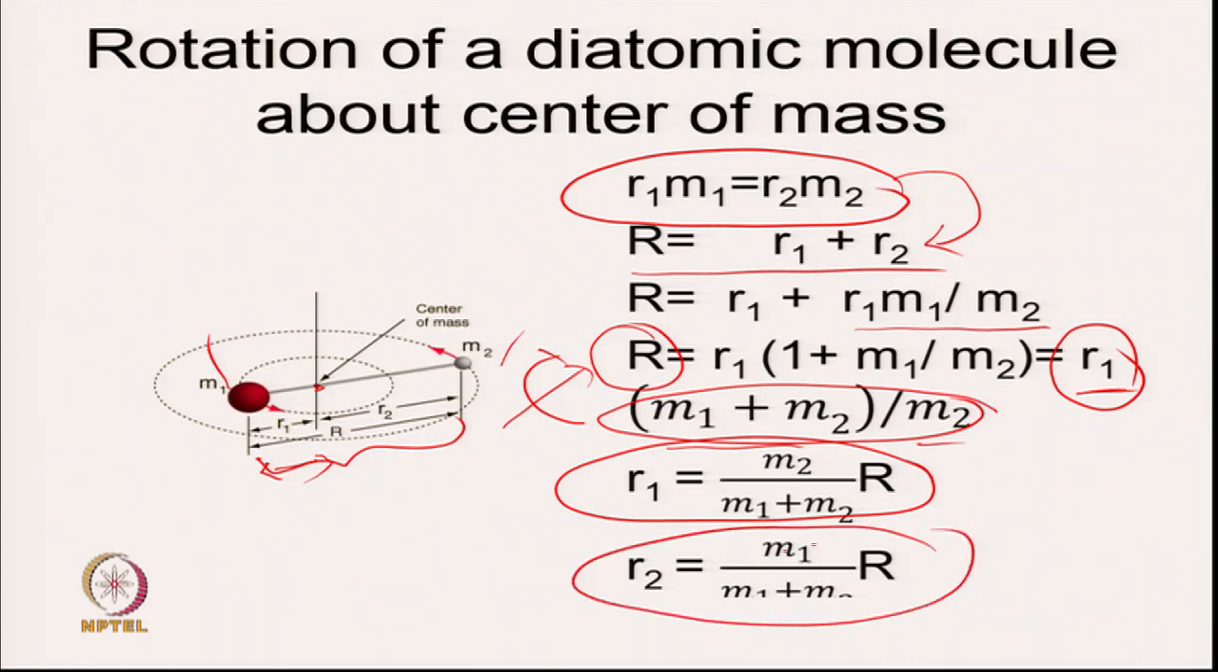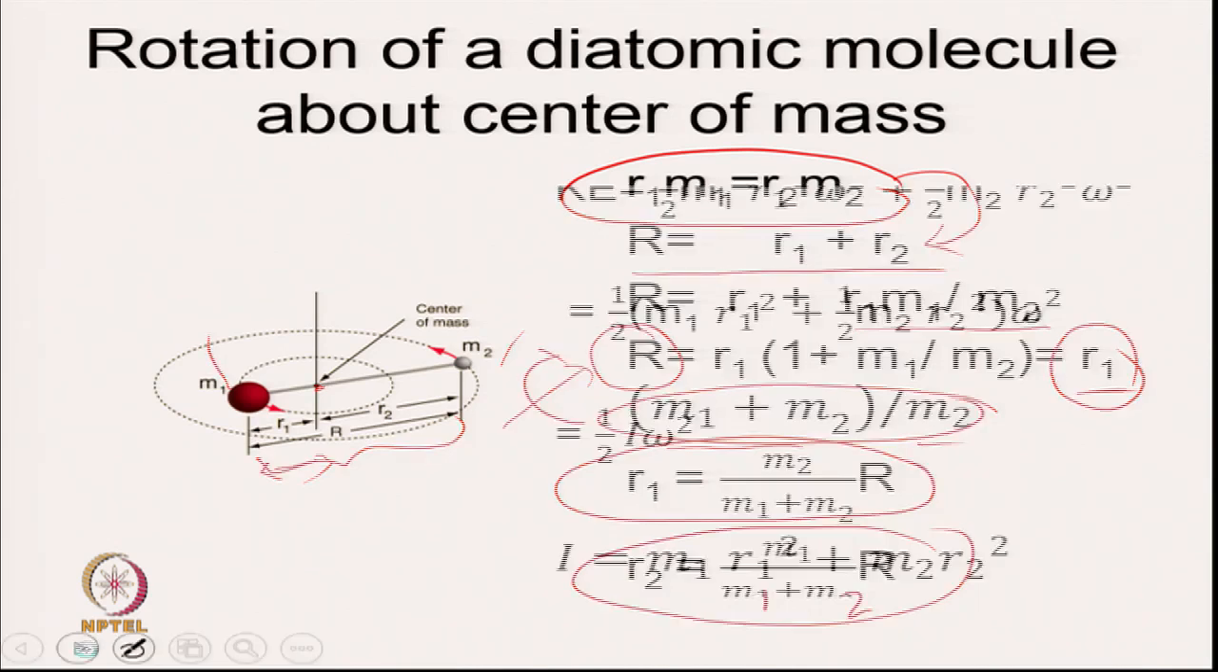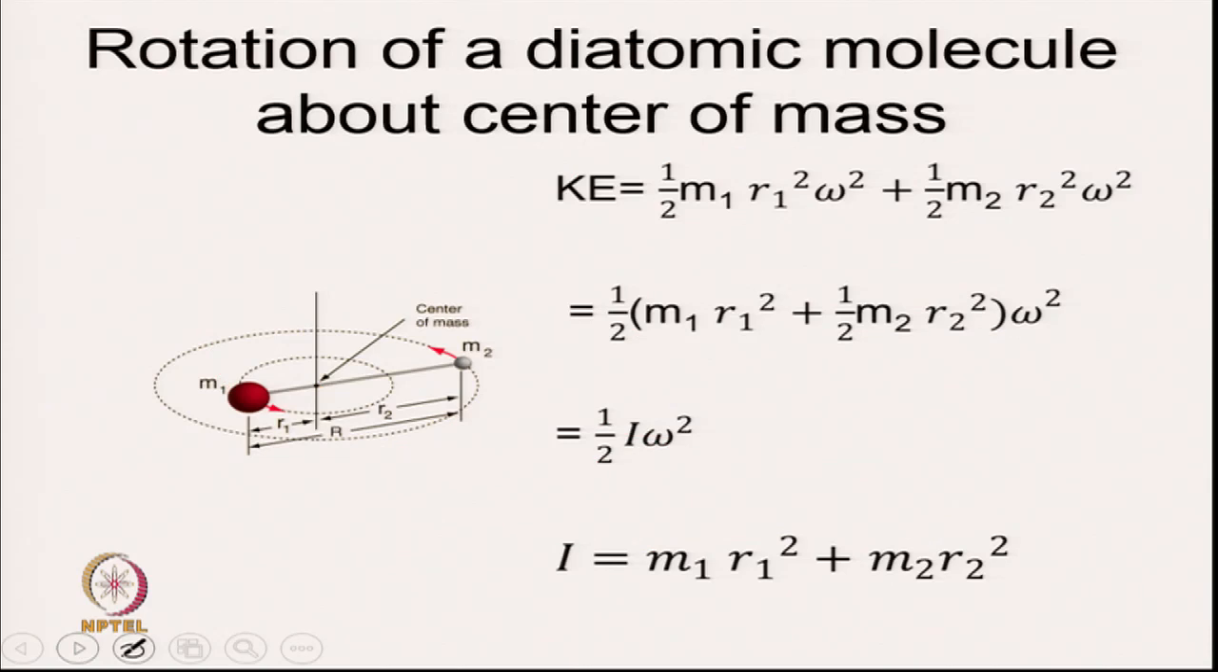Similarly, we can calculate R2. R2 is M1 divided by M1 plus M2 multiplied by R. So, now we have expressed R1 and R2 in terms of capital R, which is the distance between two atoms.